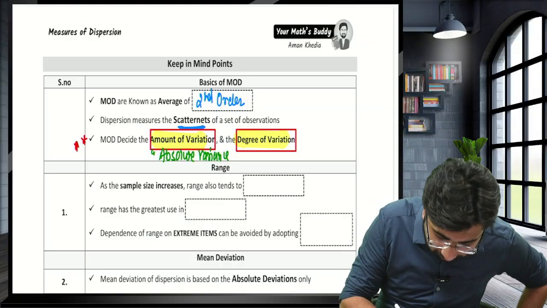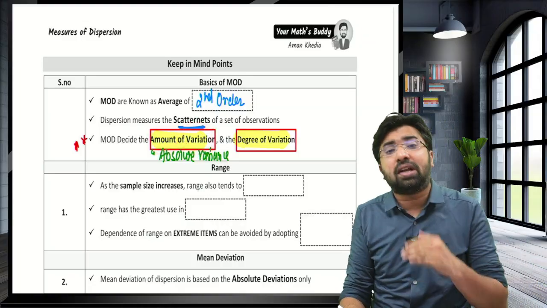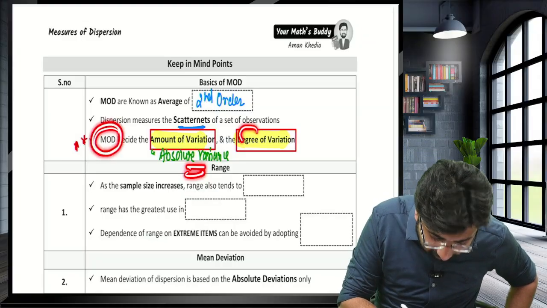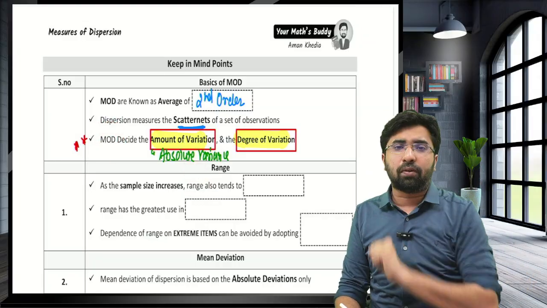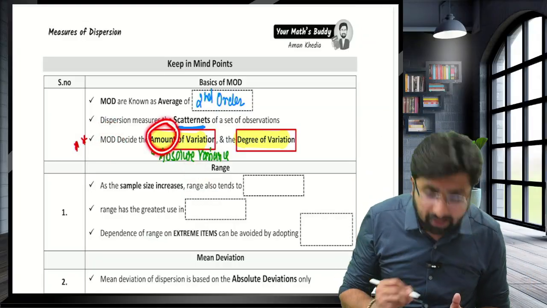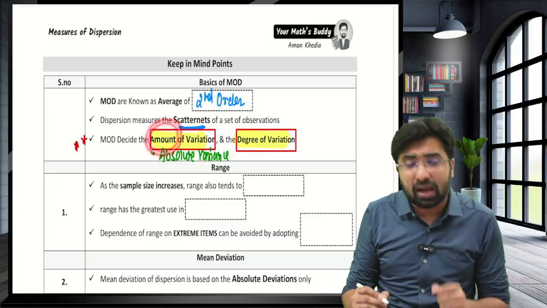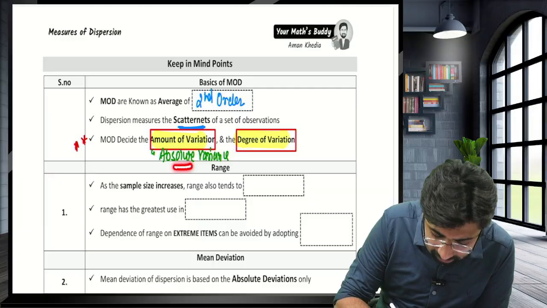Guys, when you are calculating the exact amount of variation, it is absolute variance. In measures of dispersion, we do two types of calculation: the exact amount of variance, and the degree of variance. When we calculate the actual amount of variance, they are known as absolute measures.